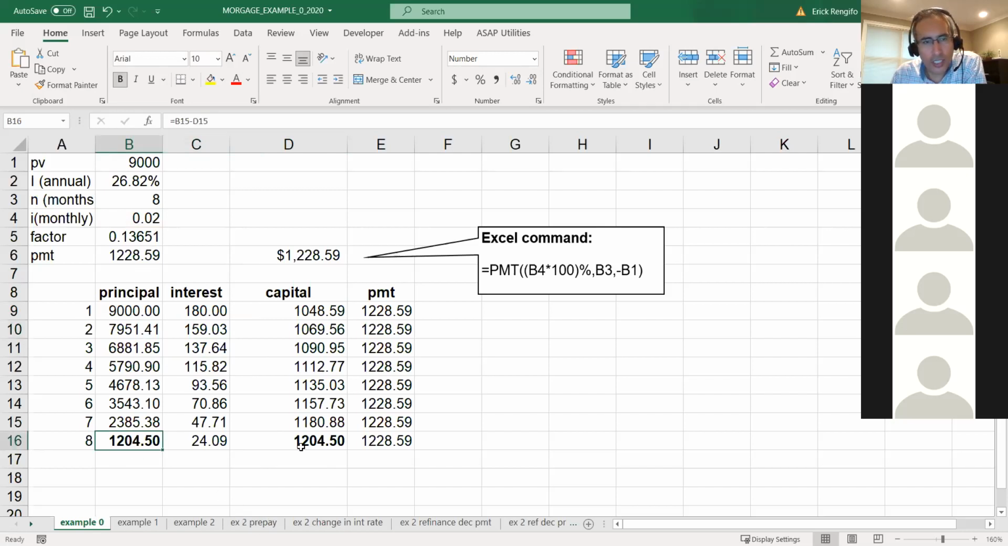What you need to be sure of, guys, just to be sure that you are correct, is that the last principal must be equal to the capital payment. They must be equal because in the next period the debt is going to be equal to 0. Right? And this is what I was telling you.